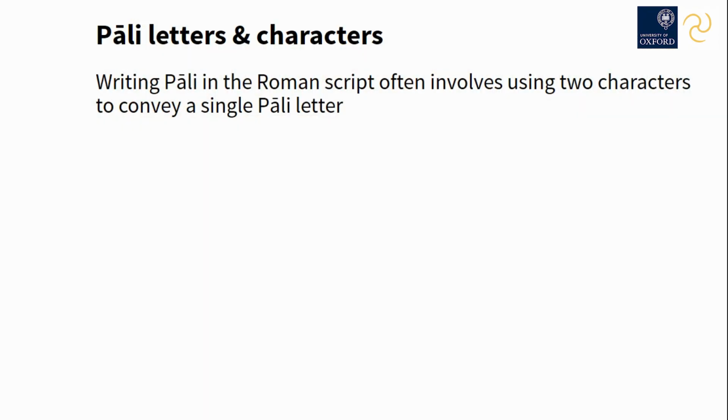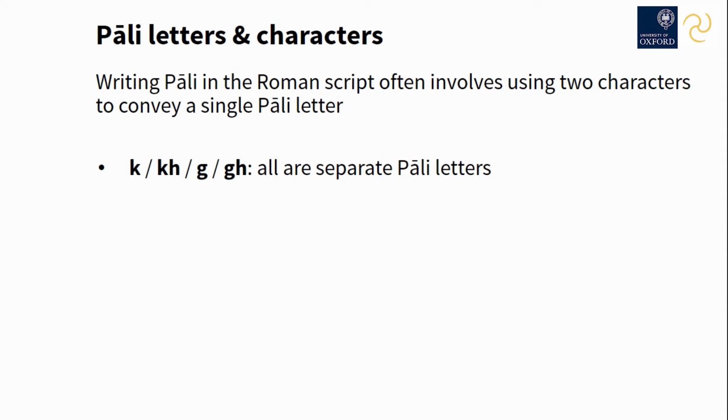Second, writing Pali in the Roman script often involves using two characters to convey a single Pali letter and sound. It is particularly important to note that the consonants which have the letter H after them represent a single letter. K is one letter. K, in other words KH, is also one letter. G is one letter. And G, in other words GH, is also just a single letter.